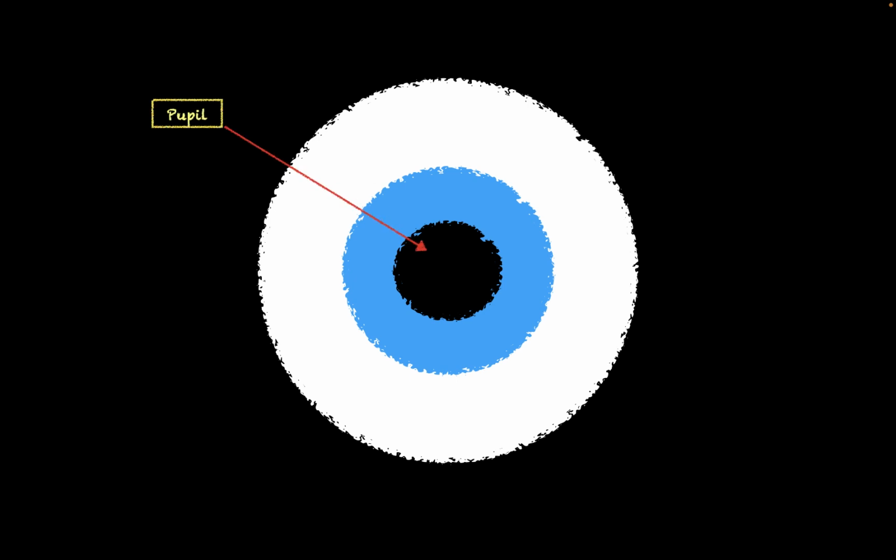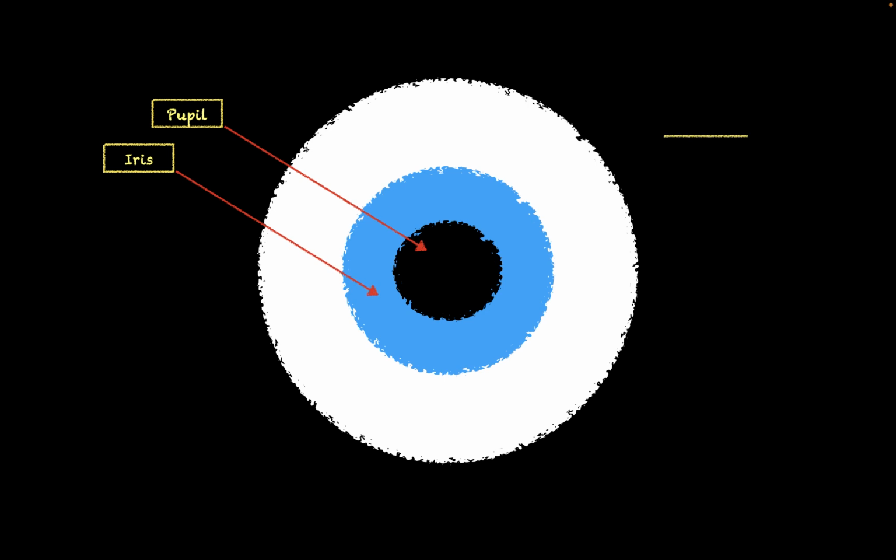But before we do that, I want to first remind you of the two most important parts of the eye that are going to be needed in order to understand this reflex. They are the pupil, which is the hole that allows light to enter into the eye and therefore hit the retina, and the iris, which is the colored part of the eye.